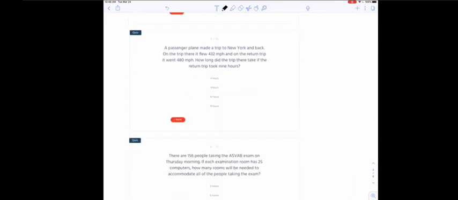Okay? Number 5. A passenger plane made a trip to New York and back. On the trip there, it flew 432 miles per hour. And on the return trip, it went 480 miles per hour. How long did the trip there take if the return trip took 9 hours?